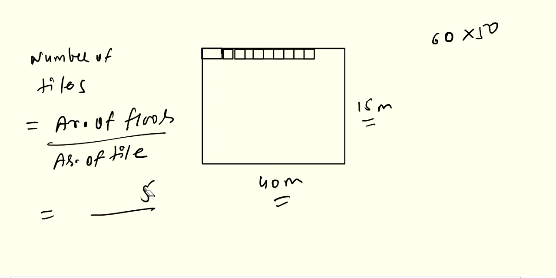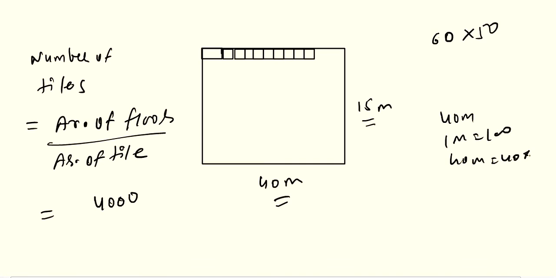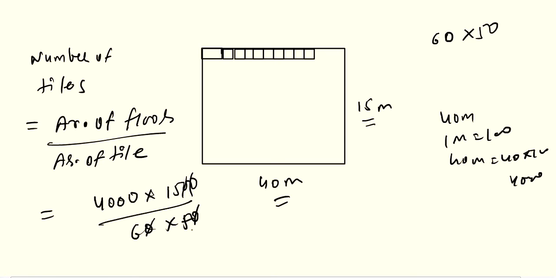So this 40 meter will be 4000, because 1 meter equals 100 centimeter. So 40 meter equals 40 into 100, so 4000. Similarly, 15 meter will be 1500, divided by 60 into 50. So the zeros get cancelled. 5 ones are 5, 5 threes are 15, 3 ones are 3, 3 twos are 6, 2 ones are 2, 2000. So the number of tiles is 2000.